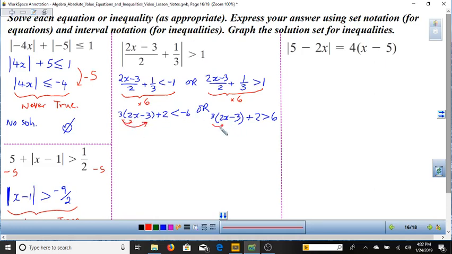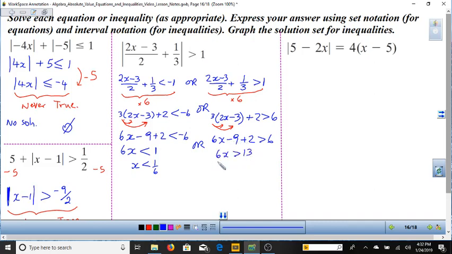for the variable. So we have 6x minus 9 plus 2 is less than -6. -9 plus 2 is -7. You add 7 to both sides, we get 6x is less than 1, which means x is less than 1/6. And then for the other side, we have 6x minus 9 plus 2 is greater than 6. -9 plus 2 is -7. Add 7 to both sides, we get 13. So 6x is greater than 13. So that means x is greater than 13 over 6.